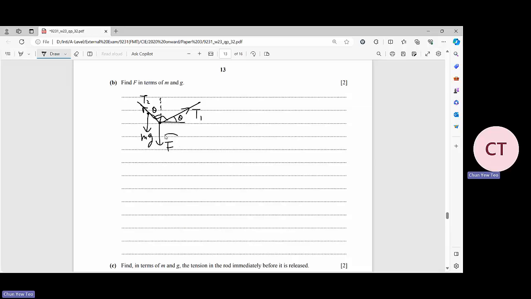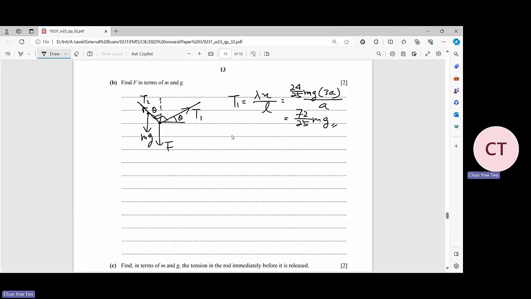You are looking for F. We need to know T1. We do not know the tension of the rod yet. Okay, so T1 is the tension of the spring. Because the stretch is 3A, it will be lambda x over L. So it will be kmg, and k we already found. The stretch is 3A, so this one is 72 over 25 mg. T1.